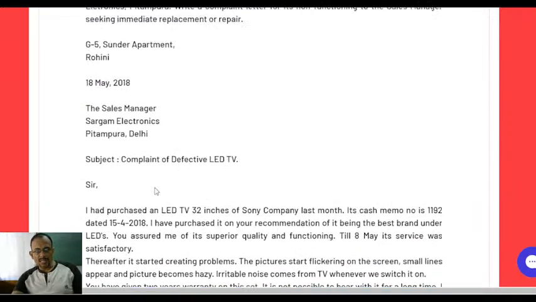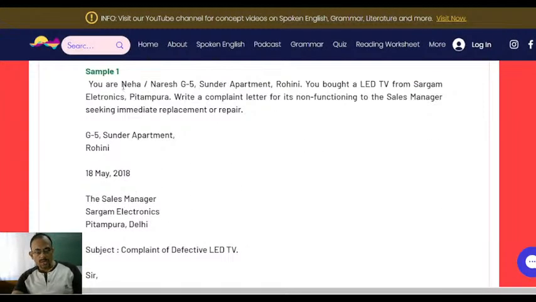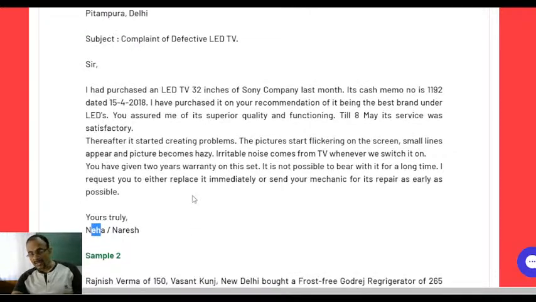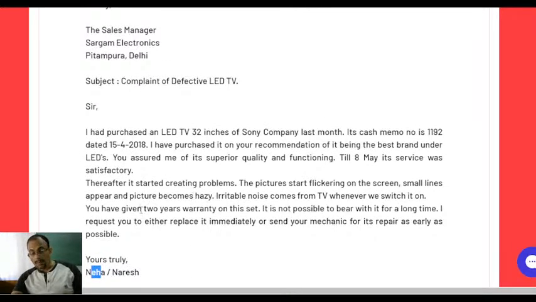And then, as you can see in the beginning of the question, the name is given. So this name you have to write here. Yours truly, you write, and then Neha or Naresh. If you are a boy, write Naresh. If you are a girl, write Neha. So this is how, dear students, you have to write a complaint letter in the business category.